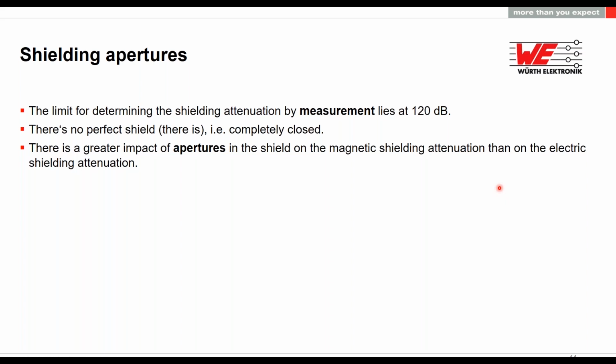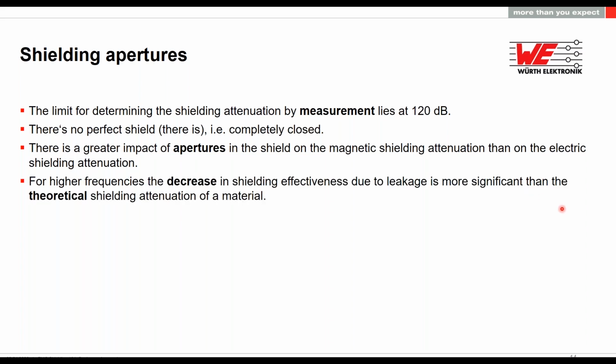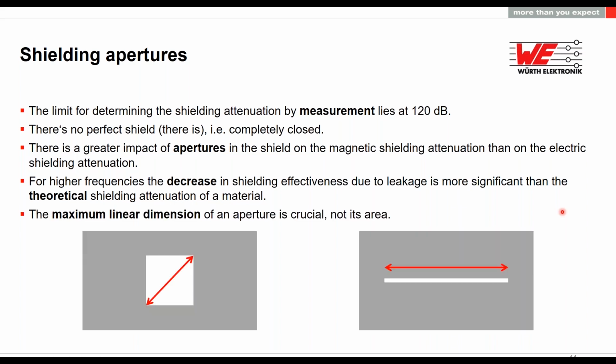Also, in order to prevent the self-heating of components, we also need ventilation, so it's important to have apertures. The thing is that apertures in the shield have a really big impact on the effectiveness of the shield. When we go higher in frequency, these apertures become more critical, because the higher the frequency of the noise is, the easier it can go through holes and apertures.